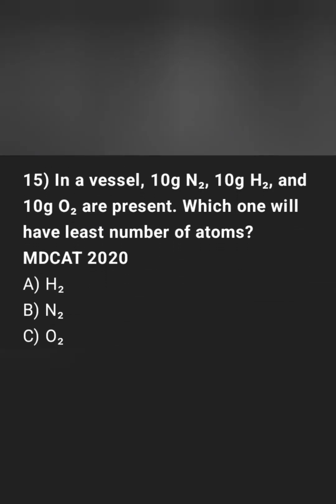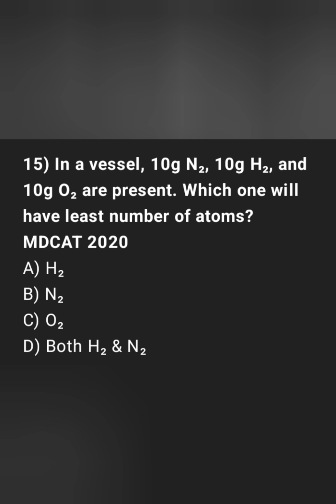15. In a vessel, 10 grams of N2, 10 grams of H2, and 10 grams of O2 are present. Which one will have the least number of atoms? A. H2, B. N2, C. O2, D. both H2 and N2. Answer.